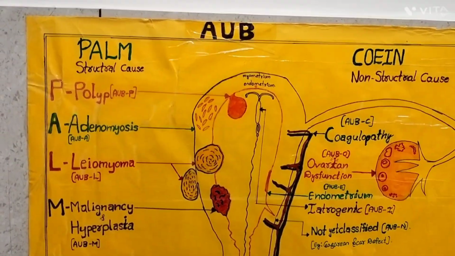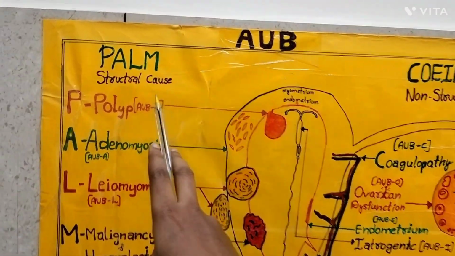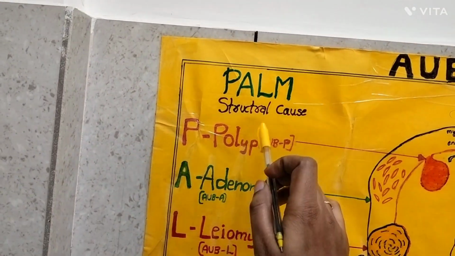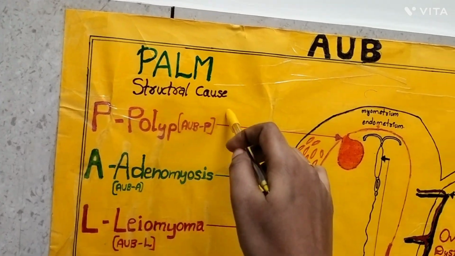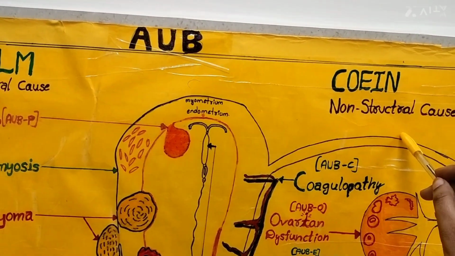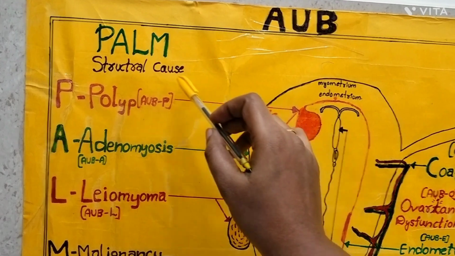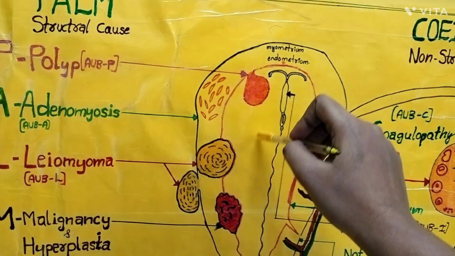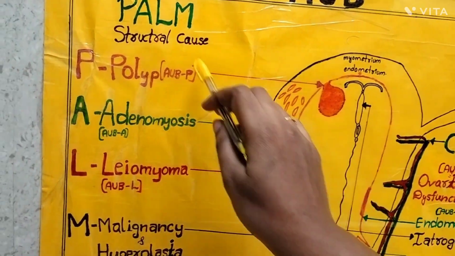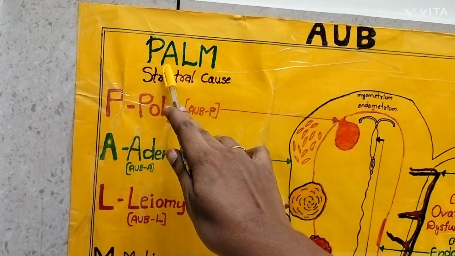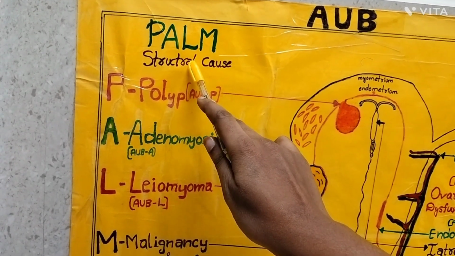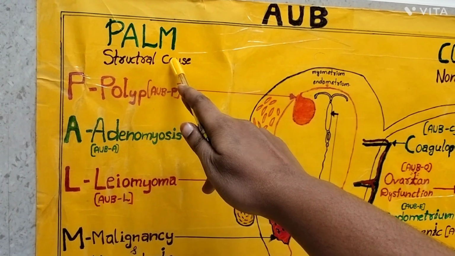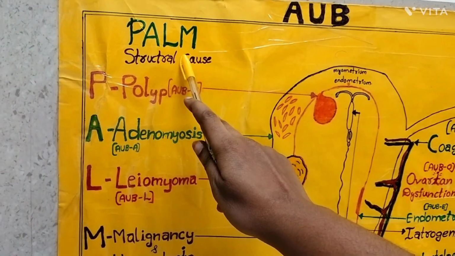So abnormal uterine bleeding is divided into structural causes and non-structural causes. The structural causes are PALM, and the non-structural causes are COEIN. The structural causes are present inside the structure of the uterus. P for polyp, A for adenomyosis, L for leiomyoma, M for malignancy, or we can also consider endometrial hyperplasia as well.